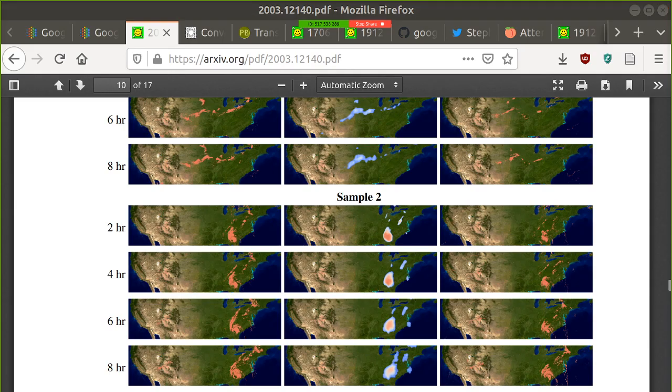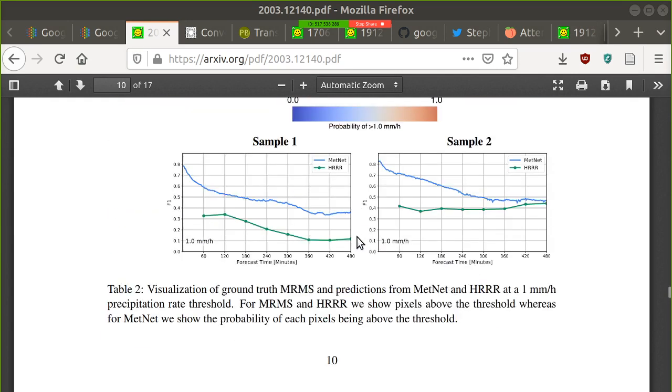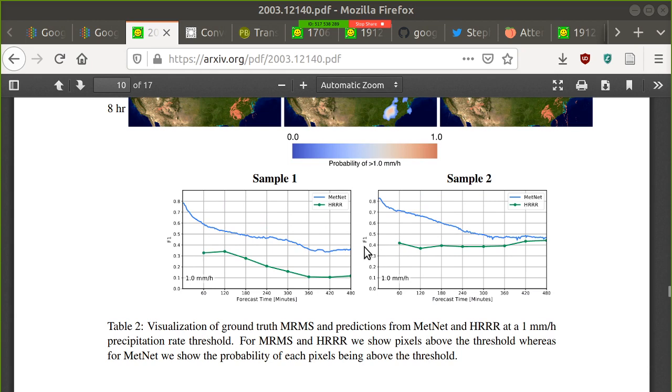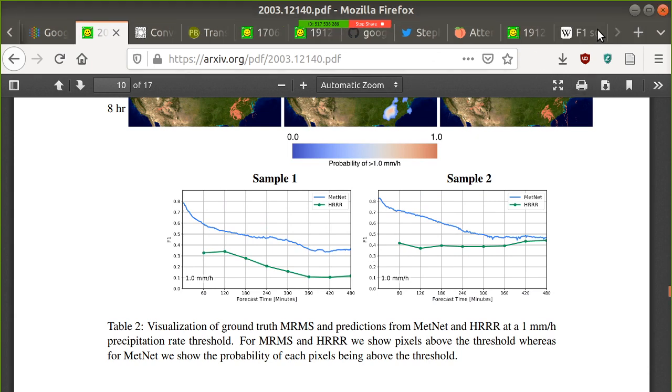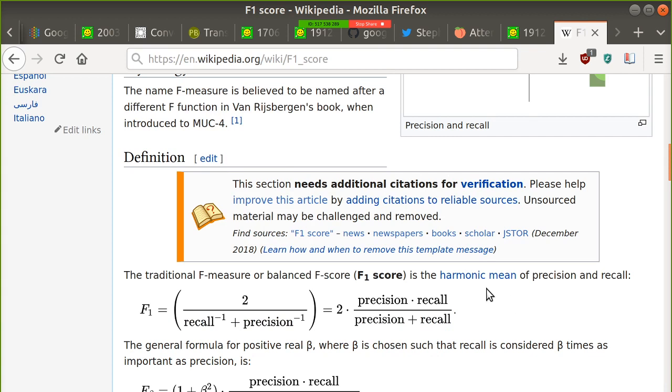Okay, now another question is, how do they evaluate performance? They use this F1 method, right? So F1, and we'll link, I think, to the Wikipedia article. F1 is defined as precision times recall over precision plus recall times 2.